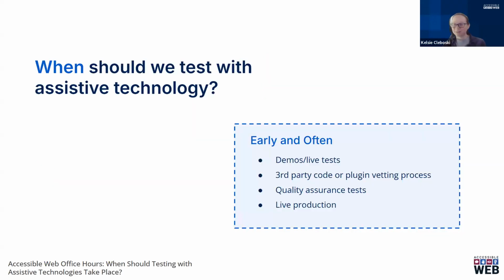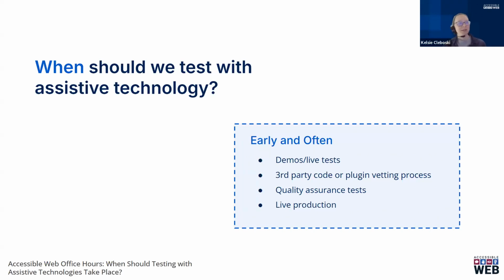When should we test with assistive technology? The short answer is early and often. Essentially, when you're at a point where you have content or interactivity that is usable in a browser, that is a really great opportunity to test with assistive technology. Some examples of times when we recommend testing are when you have content that's in a demo or live test environment, and when you're vetting third-party code or plugins. Including testing with assistive tech as part of that vetting process is really valuable to help guard against bringing in outside content that's going to create new accessibility issues for you.